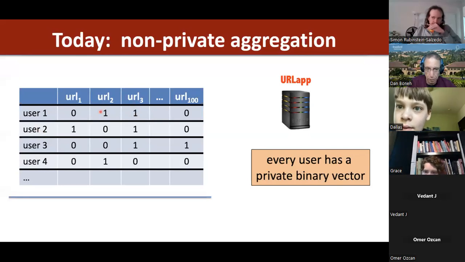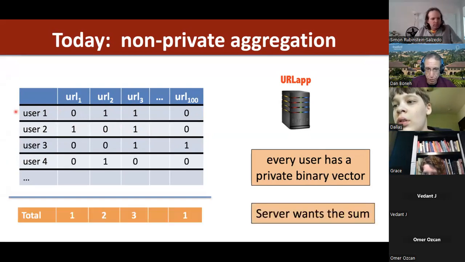User number 2, that's what this 1 means, you can see visited URL number 1 and crashed, visited URL number 3 and crashed, and all the other ones didn't crash, and so on and so forth for all the remaining users. You can think of this as every user having a vector that indicates whether the browser crashed at that URL or not, so it's a binary vector that the user actually has.